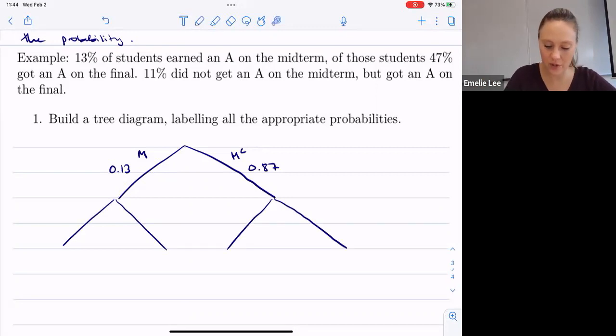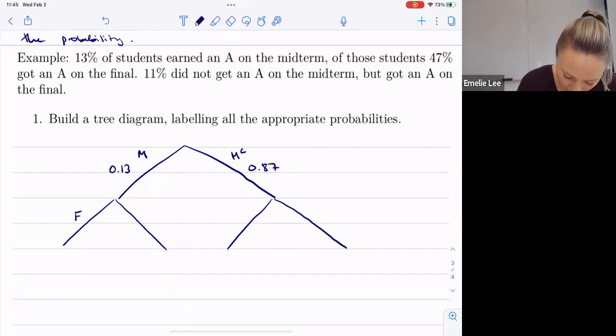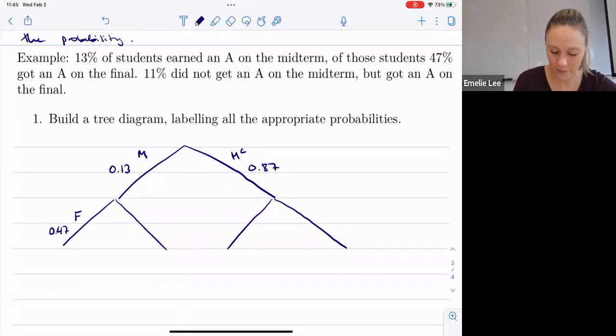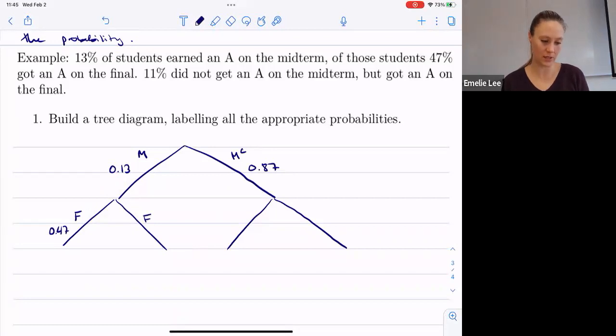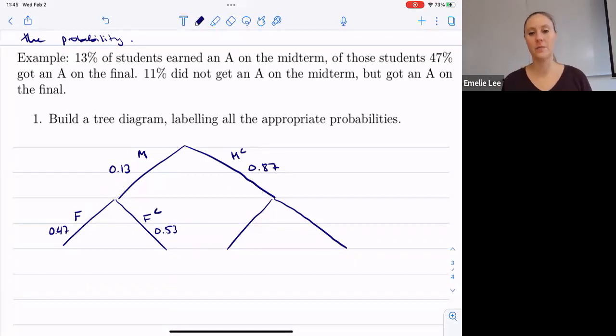So of those who got an A on the midterm, 47% got an A on the final. So then here I have F, which was 0.47, which means that how many of those, it's 53, I think. Yeah, so 0.53 didn't get an A on the final. Oops, I forgot my complement. Sometimes I'll do just a little prime instead of the complement. So if you want to do prime, that's totally fine. But it's not the derivative.